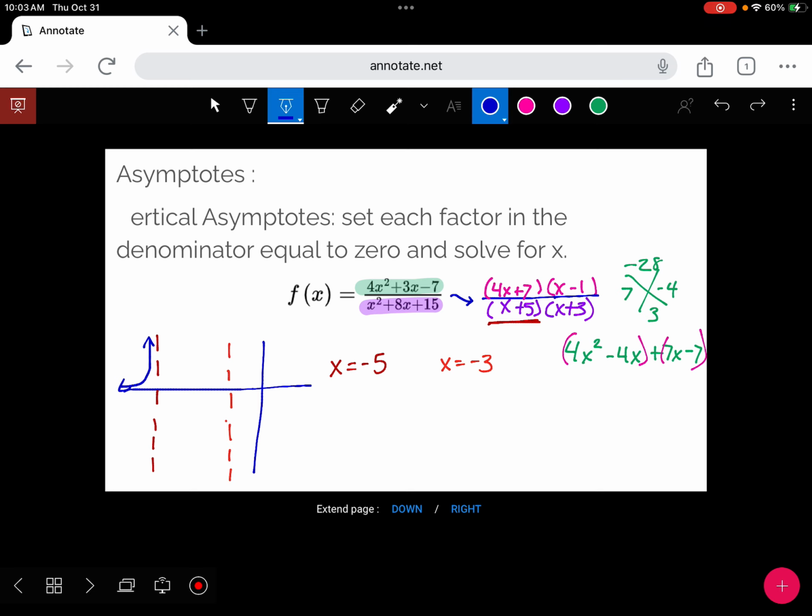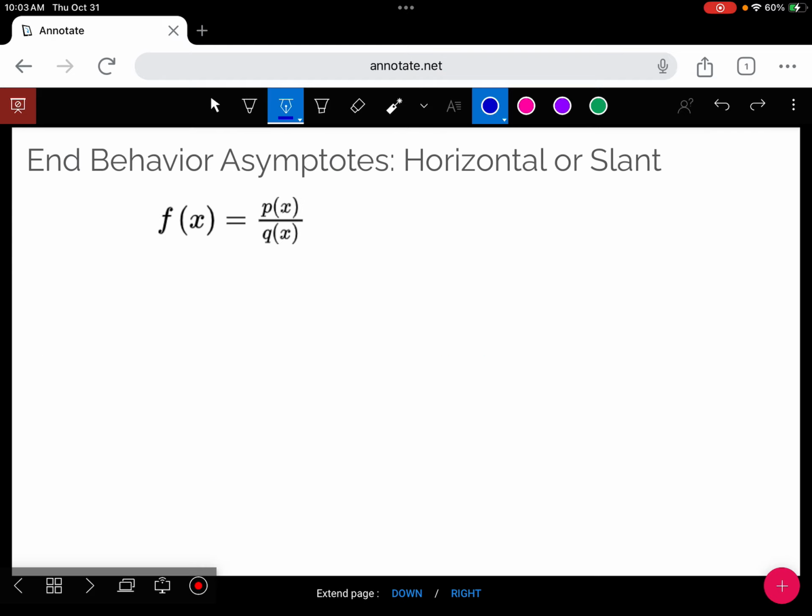So we have vertical asymptotes, but then we also have another kind of asymptote. We're going to have what we're calling our end behavior asymptotes, because we have a couple of options. We may wind up with a horizontal asymptote, which is what we did a lot of in Algebra 2, where we had just sideways lines. Or we may wind up with something called a slant asymptote, or an oblique asymptote.